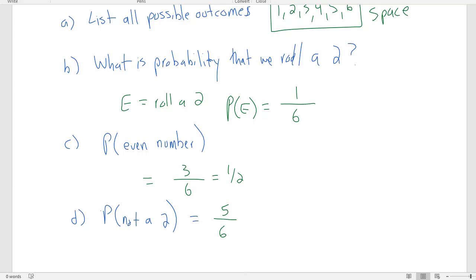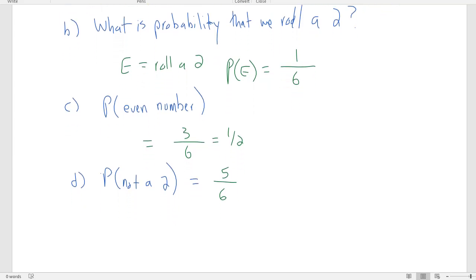Now what I want to attack here for a moment is what we call the complement rule. I want to point out to you that the probability of rolling a 2 plus the probability of not rolling a 2, what's that going to be? The probability of getting a 2 was 1 out of 6. The probability of not getting a 2 was 5 out of 6, and that gives us a total of 1.